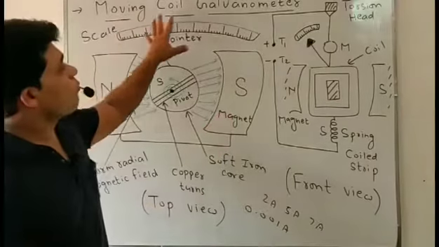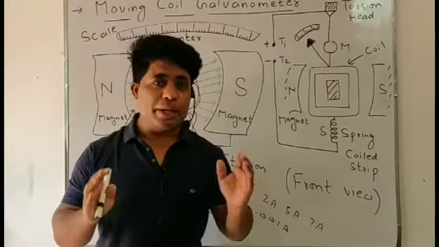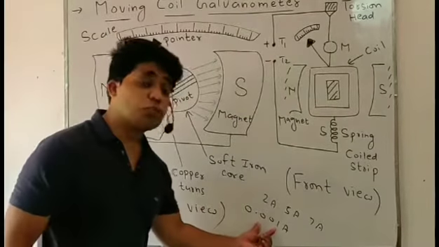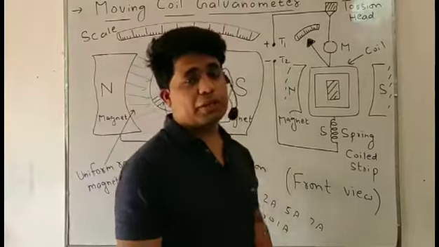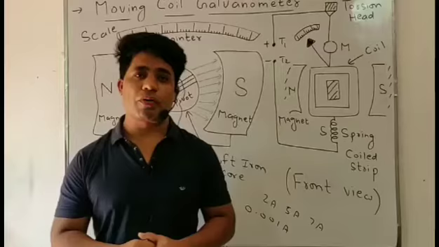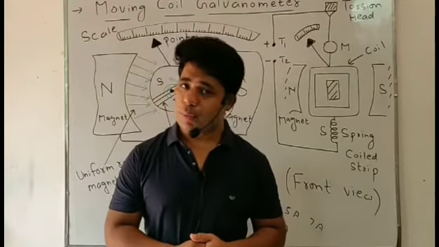Actually, this moving coil galvanometer is a very sensitive device. It gives a large deflection for a very small amount of current. So basically, it should be clear that a device that is used to find very small amount of current is said to be moving coil galvanometer.